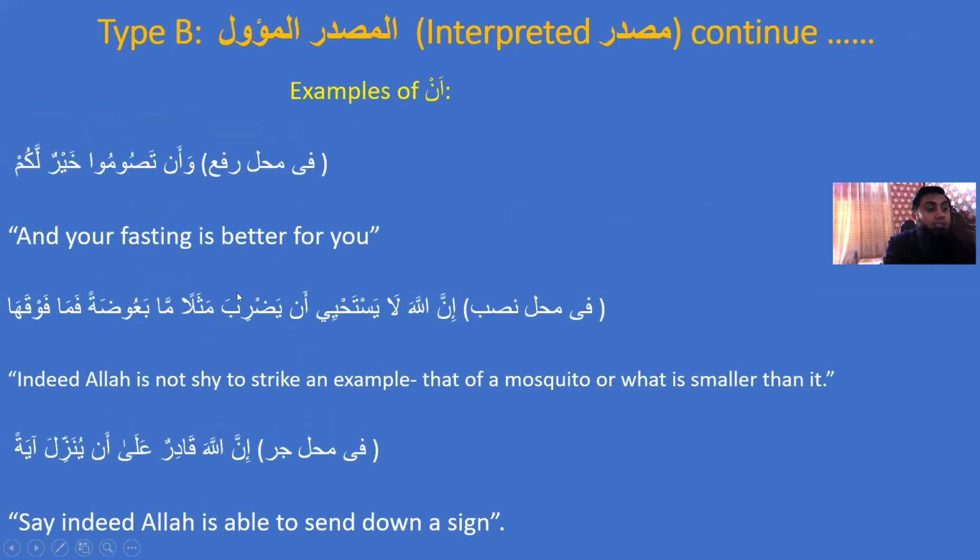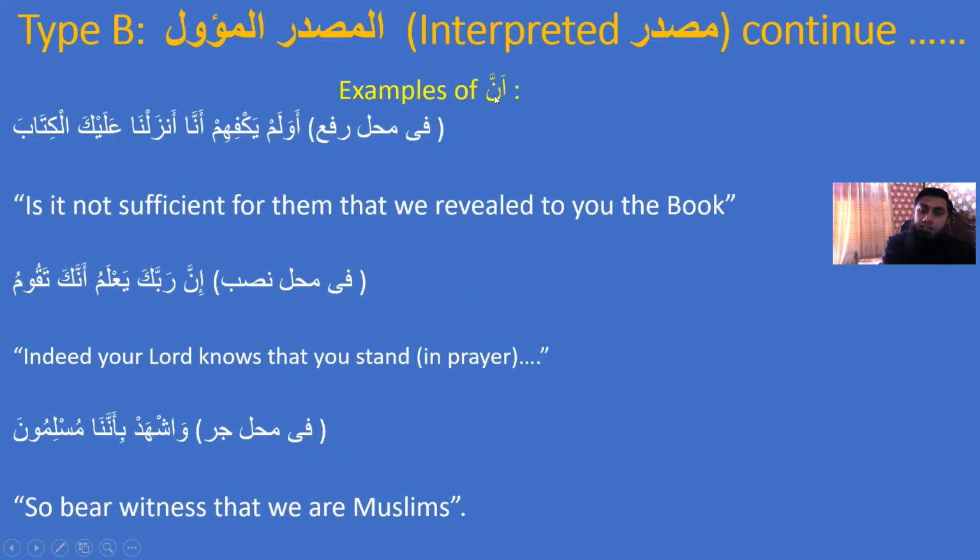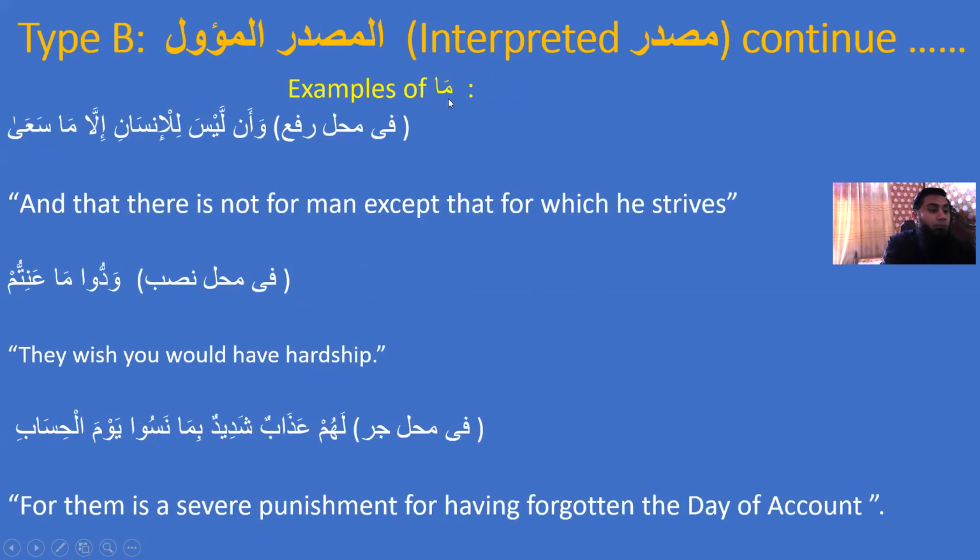But for now, what I'm saying is examples of an, examples of anna, example of ma. Now, as far as ma is concerned, for example, as you can see in this one, ma sa'a. After ma, you have fail madi. Ma anittum. After ma, you have fail madi. Ma nasu. In all of these cases, after ma, you have fail madi.